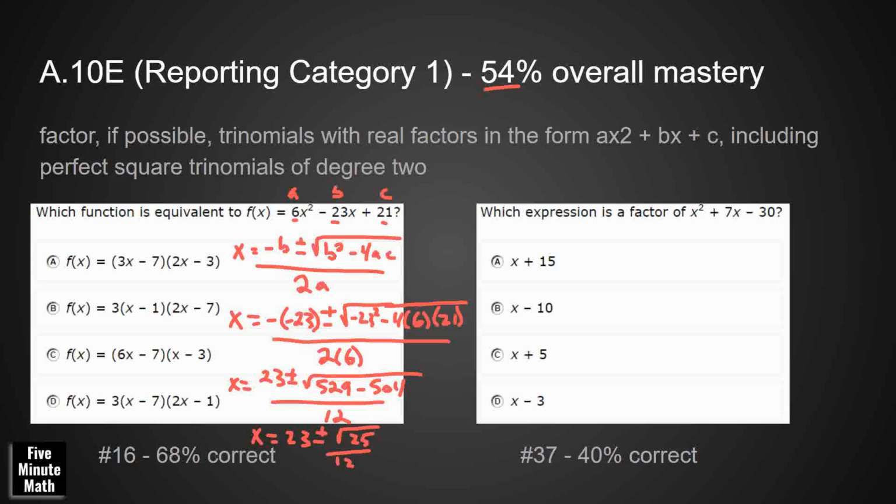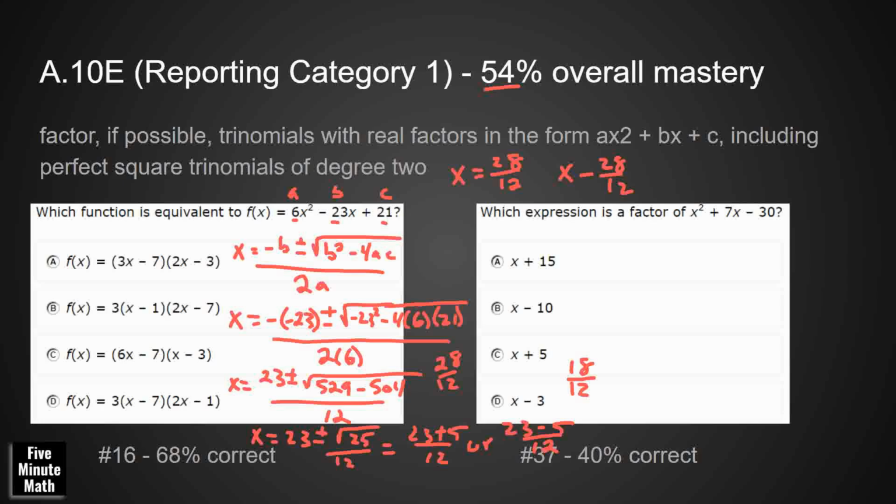So let's just look at it this way, okay? 23 plus 5 over 12, or 23 minus 5 over 12, okay? So one option is going to be 28 over 12. Another one is going to be 18 over 12. Now, those are our x's, okay? So we can say that x equals, let's take this first one, x equals 28 over 12. I need to set that equal to 0. So I can say x minus 28 over 12 would be one of my factors.